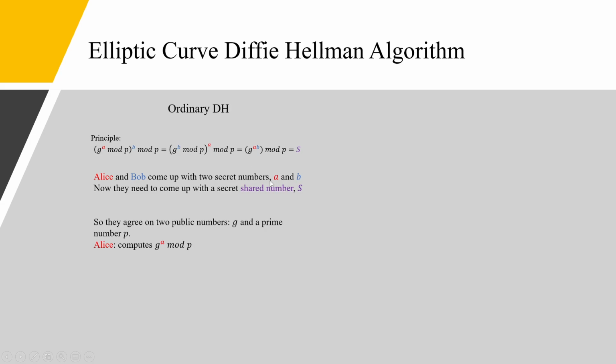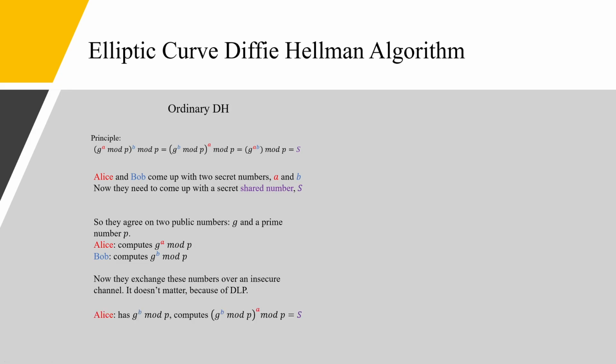So Alice comes up with A. Bob comes up with B. Alice computes G power A mod P. Bob computes G power B mod P. So far so good. Now they exchange these numbers over an insecure channel. Alice sends G power A mod P. Bob sends G power B mod P. And an attacker cannot retrieve A and B from these, even if he has G and P, because of the discrete logarithm problem. So right now they're secure.